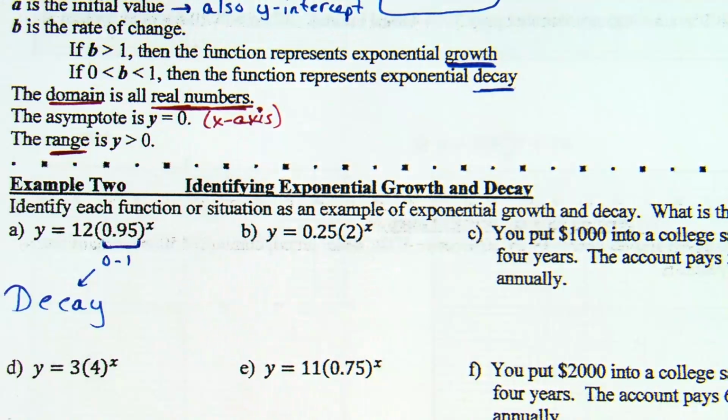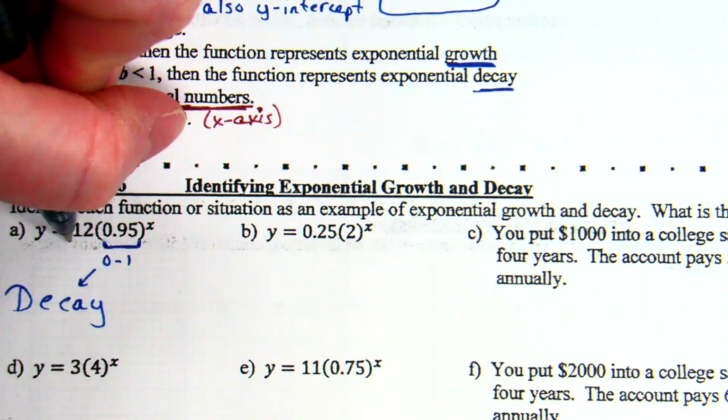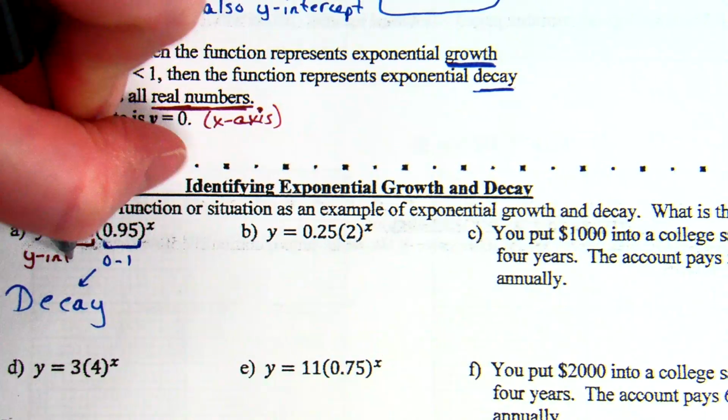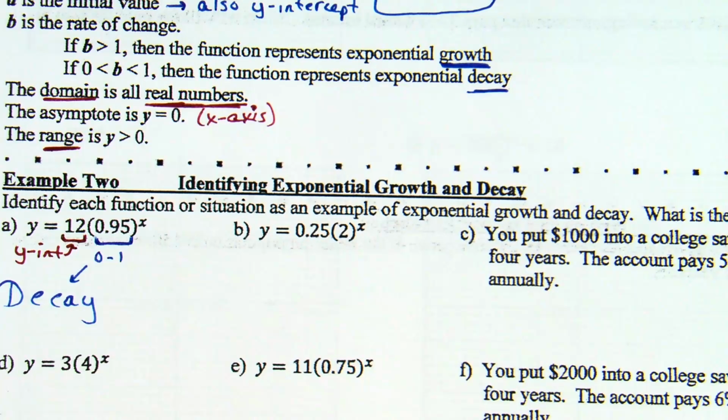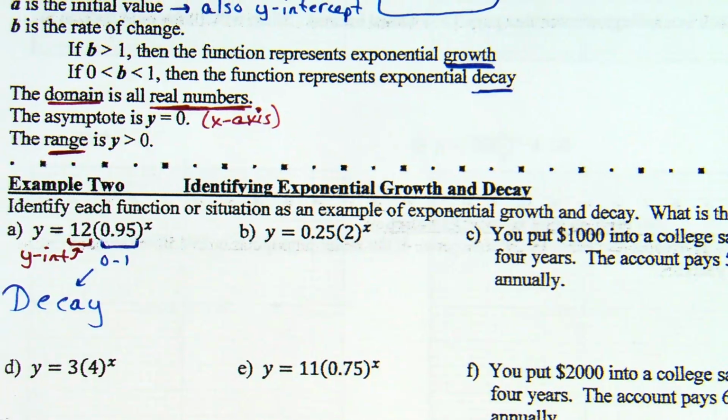Now, the other question asked, so I know it's decay because of that 0.95. Y-intercept, or initial value if you want. Where do I find the y-intercept or the initial value? My A value, what is my A value here? 12. So right there, that number out front is my y-intercept. The idea is a y-intercept, if you recall, is when you put 0 in for x. If I put 0 in for x here, 0.95 raised to 0 is 1. 12 times 1 is 12. So my y-intercept is 12.